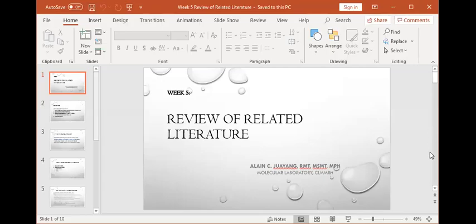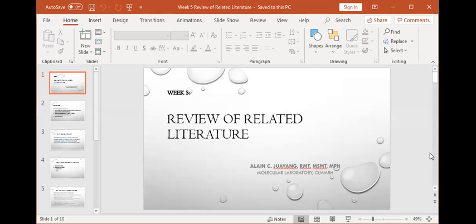Okay, good evening everybody. We are now on week 5, specifically the first topic for this midterm, the review of related literature. Normally, the review of related literature on previous research formats is chapter 2 of your study. Chapter 2.